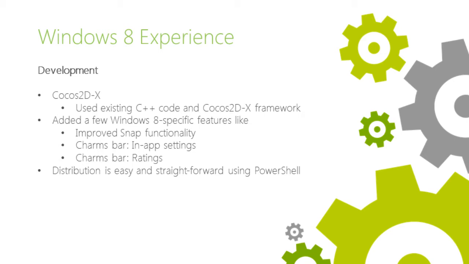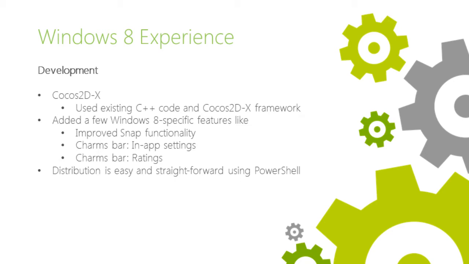So again, Cocos2D-X was our tool of choice that Mitch used. It was a very easy port to Windows. He used the existing C++ code and the Cocos2D-X framework. We took the extra step of adding some Windows 8 specific features, such as an improved snap, the snap functionality, which is a very cool feature in Windows 8 that we sort of improved on.